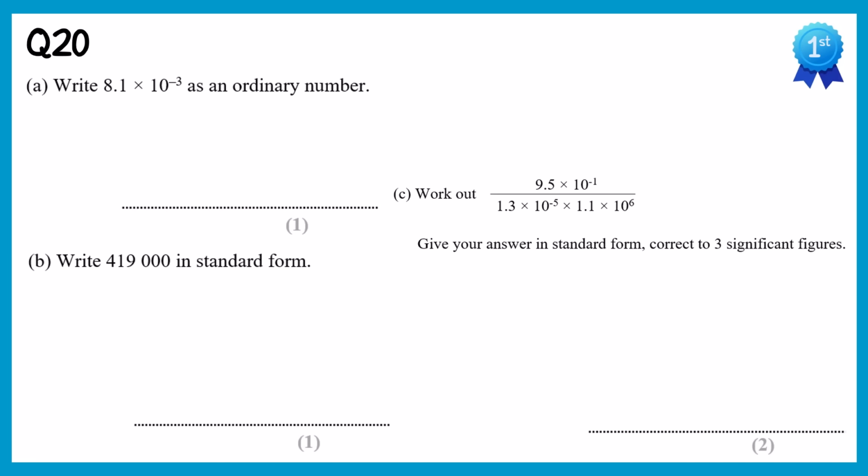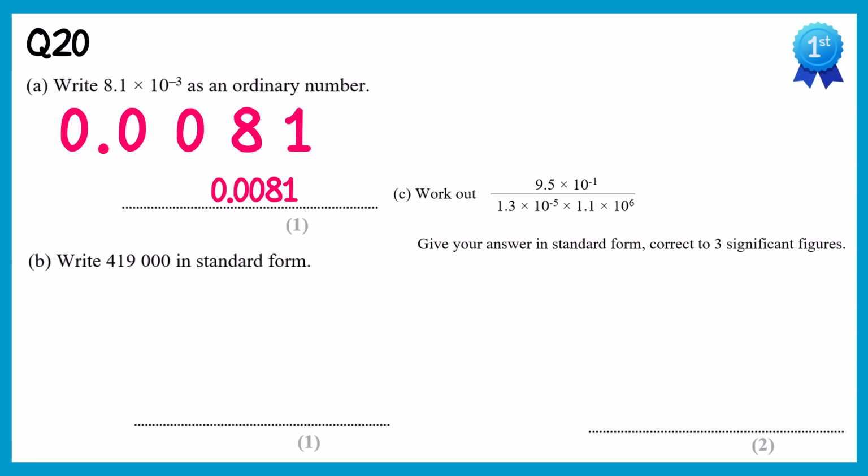In this question, we need to convert 8.1 times 10 to the power negative 3 into an ordinary number. To do this, we're going to start with 8.1, and because it's a negative power of 10, we're going to divide it by 10 3 times. If we divide it by 10 once, we get 0.81, a second time 0.081, and a third time 0.0081. So the answer is 0.0081.